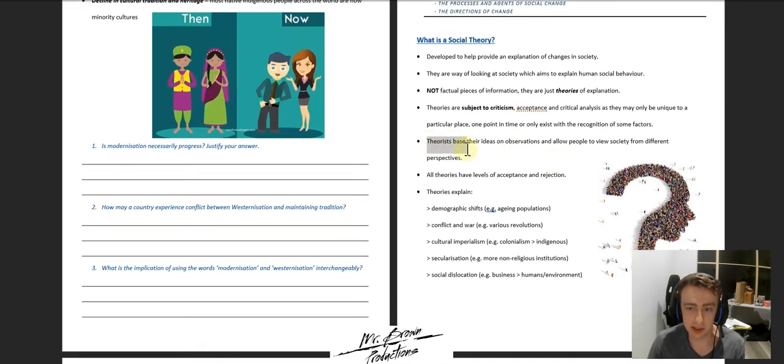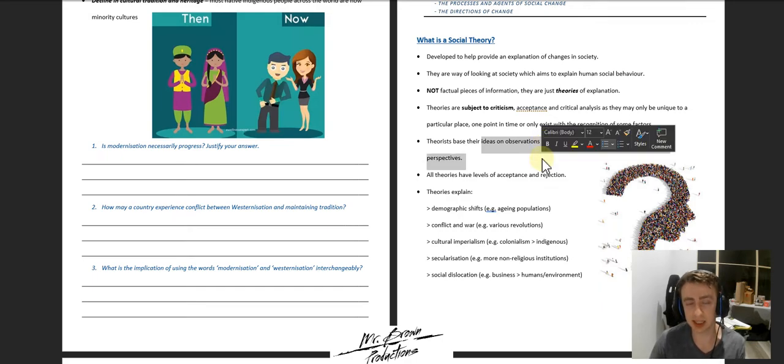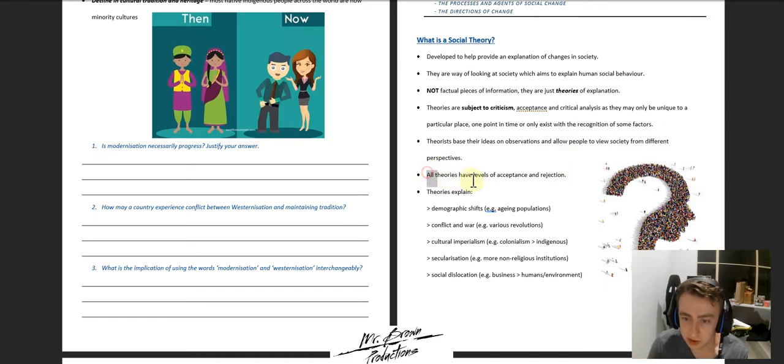Like any theory, they're based on ideas and observations from real life examples, and they allow people to view society from different perspectives. And the last thing to note is that all theories have levels of acceptance and rejection. It's like any belief system, any religion, any value that anyone holds, there's always levels of acceptance and rejection to it, and social theories are no different. So by no means are these perfect things that explain how a country has changed, but they certainly give a frame or a lens to view it in, and that can be helpful.